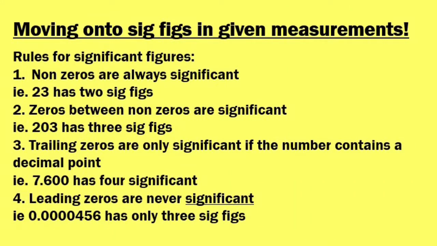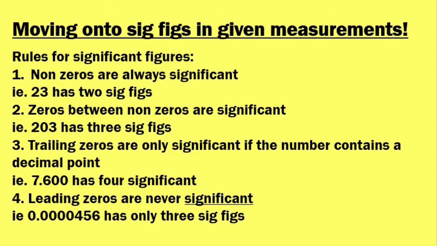Moving on to sig figs and given measurements. Let's say that your teacher or professor wants you to find the number of sig figs in a given measurement. Easy, right? Well, there are rules. Number 1, non-zeros are always going to be significant. Number 2, zeros between non-zeros are also significant. Number 3, trailing zeros are only significant if the number contains a decimal point. And number 4, leading zeros are never significant.